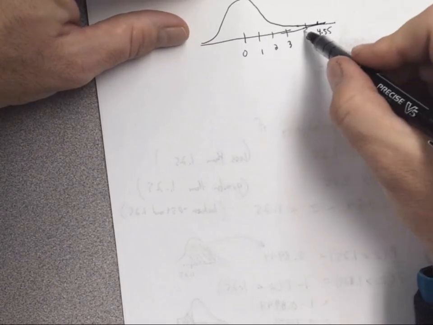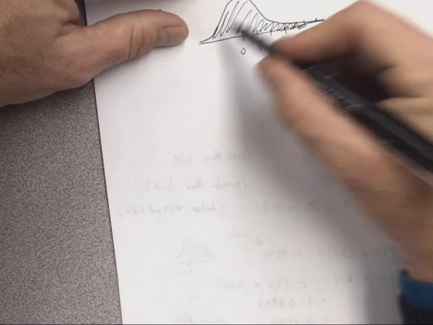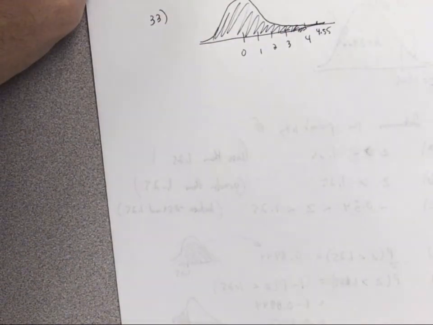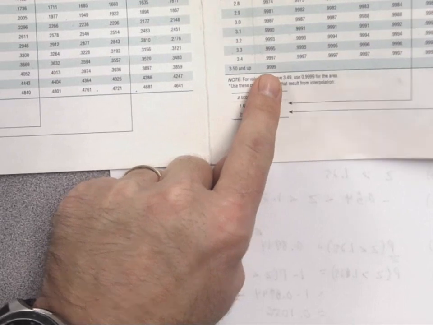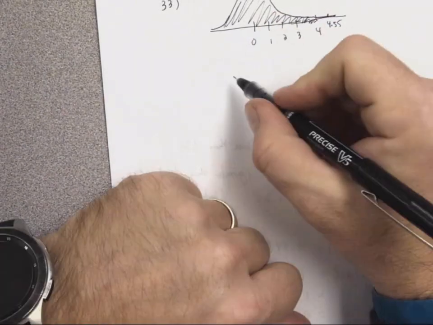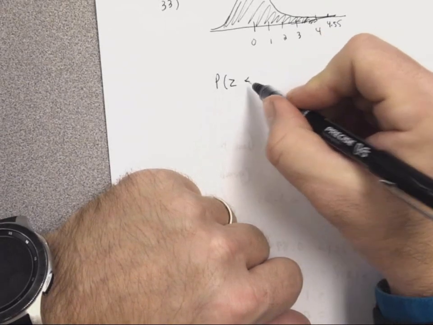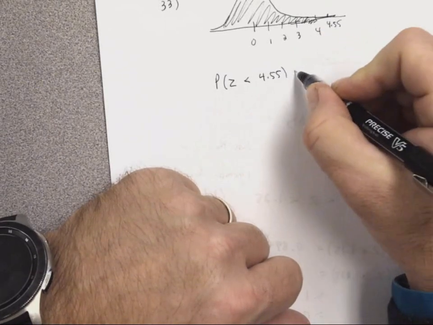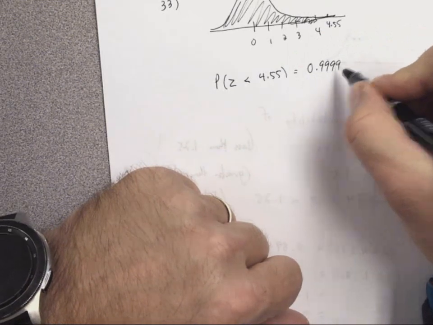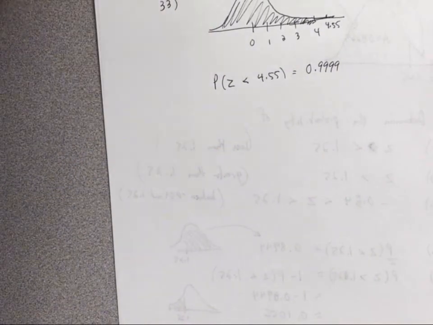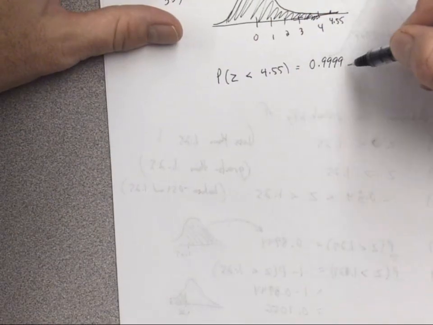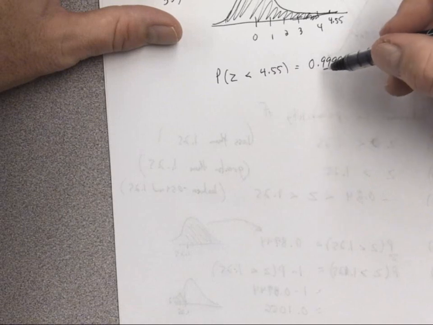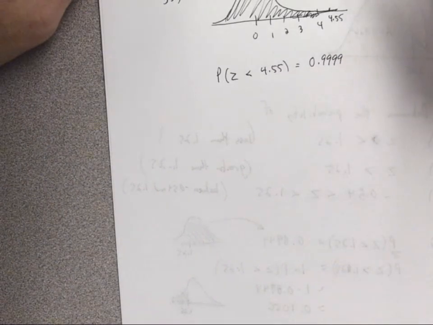That tail is tiny. So what do you think that area is going to be? You guys agree that's almost all of it? When you look at this, anything above 3.5 is just going to be 0.999, because you're basically looking at all of it. So the probability of z being to the left of 4.55 is going to be 0.9999. Remember that with discrete probabilities we do 3 sig figs, but with continuous probabilities we always go 4 decimals, because we're using our table, and the table gives us 4, so it's a little more accurate.